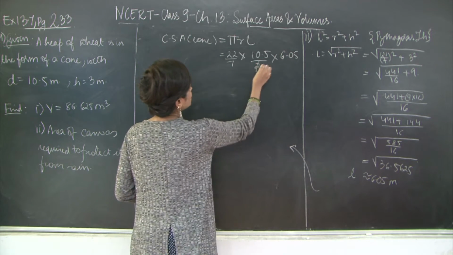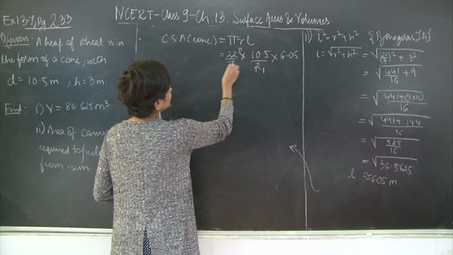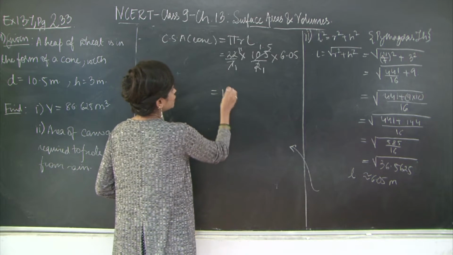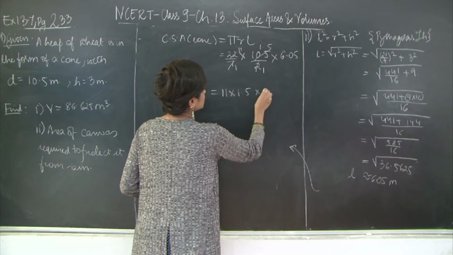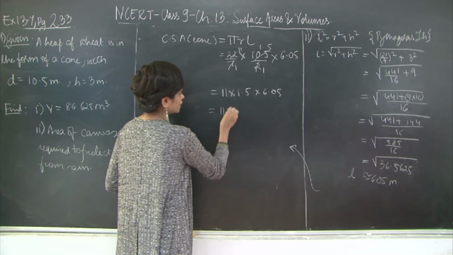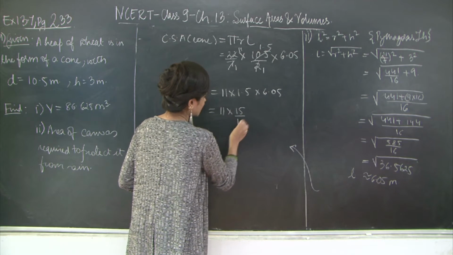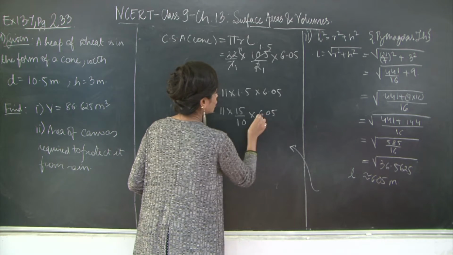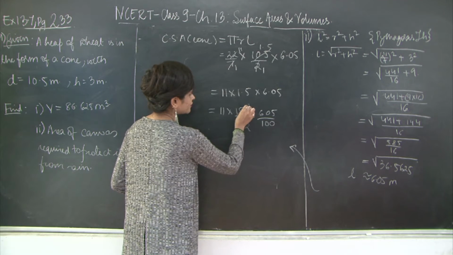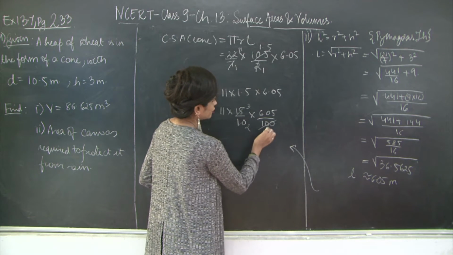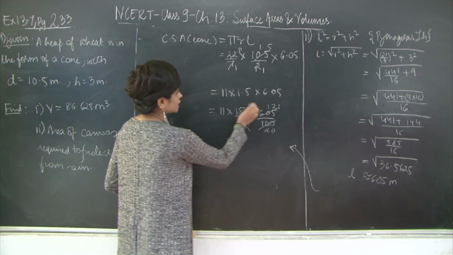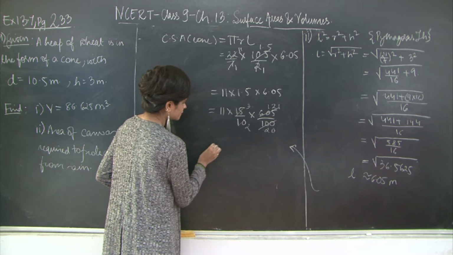So let's check. 2 1s are 2, 2 11s are 22, 7 1s are 7, 7 5s are 35. So you get 11 into 1.5 into 6.05. So let's get rid of the decimal for now. This becomes 11 into 15 upon 10 into 605 upon 100. Right? So you get 33 into 121 divided by 40.